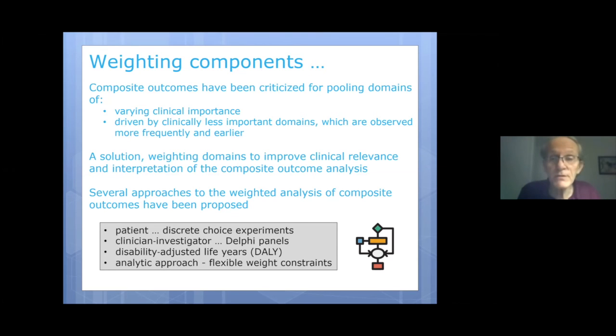Several approaches for this weighting are available. In the gray box, 4 are indicated. In the first, a discrete choice experiment involving patients determined relative importance weights for the different domains within the composite. The clinician investigator approach used Delphi panels to determine these relative weights. An economic approach was used in the third, looking at disability-adjusted life years for determining these weights. And finally, an analytic approach using flexible weight constraints is the fourth example.